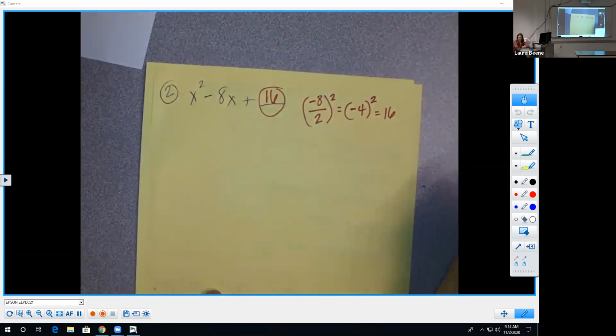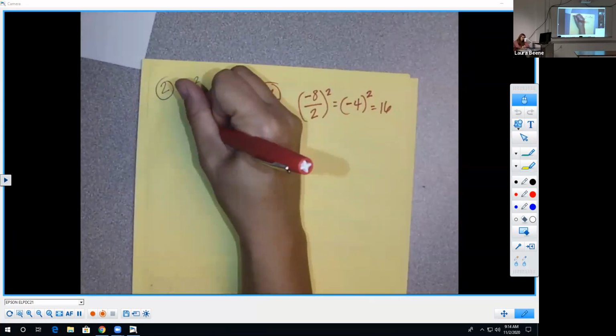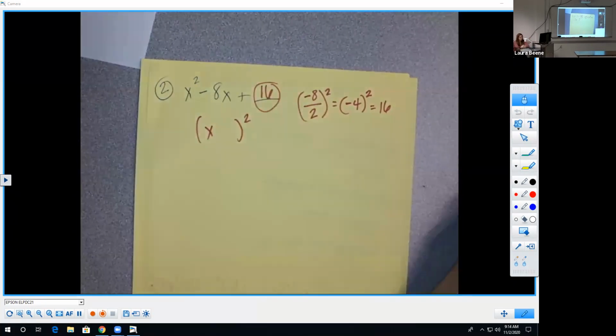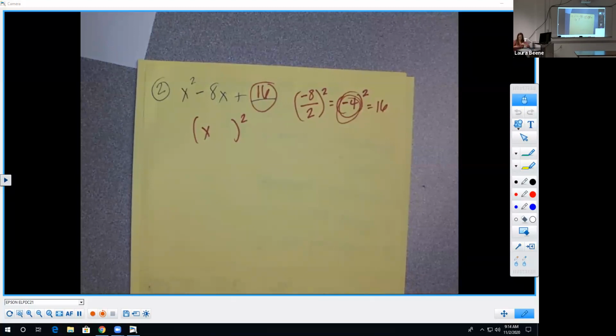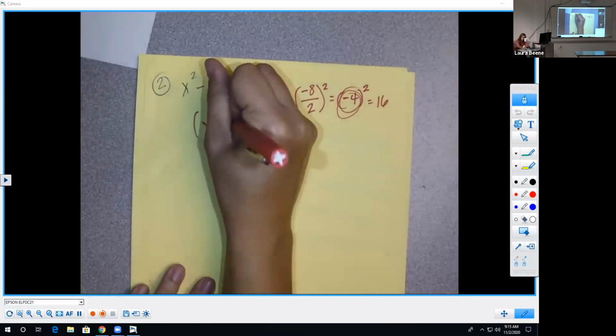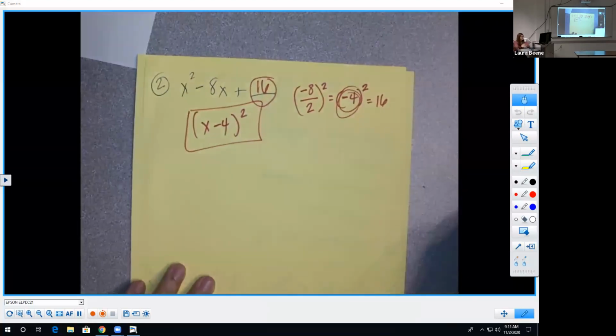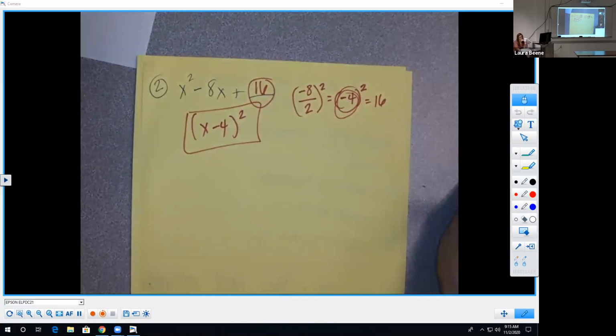So 16 is the number that goes in the blank. And then to write it in factored form, it is in parentheses x with a squared on the outside. What's the number that's going to go in the parentheses? Negative 4. So you could put plus negative 4, or you could put minus 4. Up to you, same difference. Questions about that? Okay.